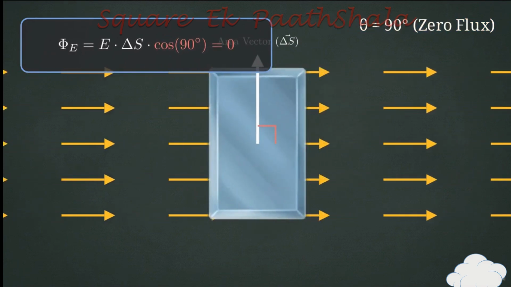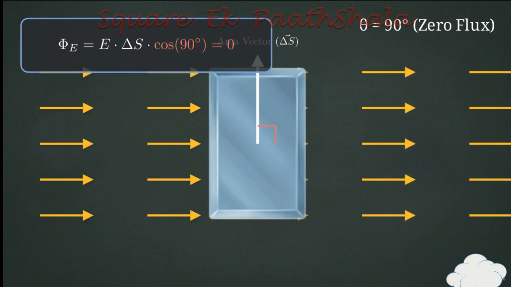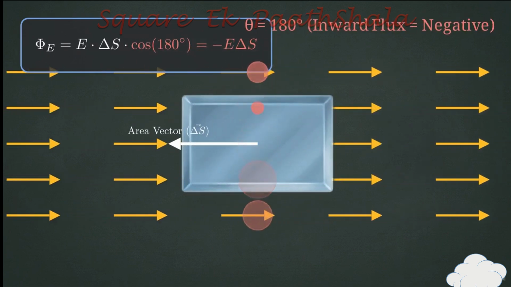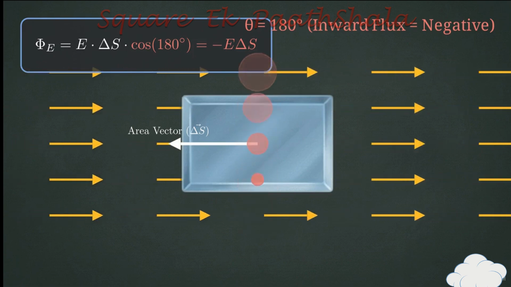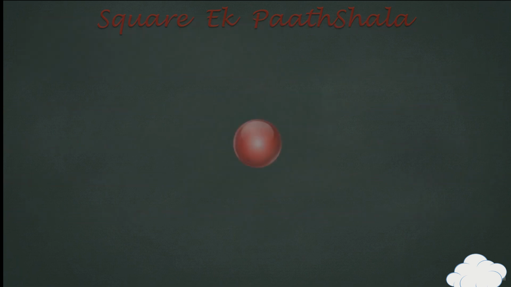At 0 degrees, they align for maximum flow. At 90 degrees, the field lines slide flat across the surface, resulting in 0 flux. At 180 degrees, the lines enter backward, creating a negative inward flux. This geometric reality forms the basis of Gauss's law.